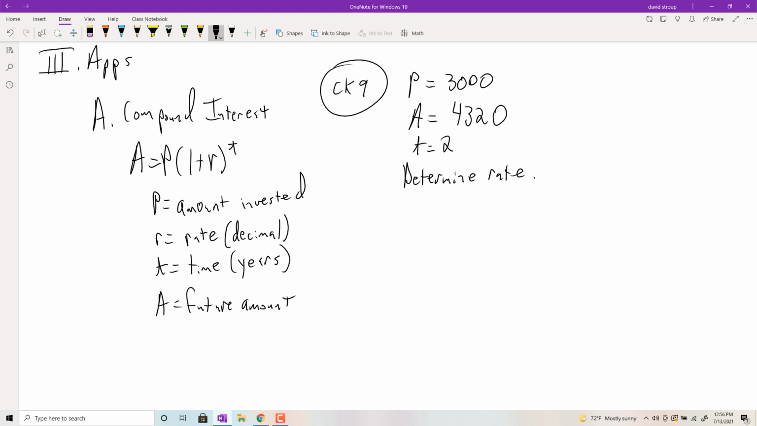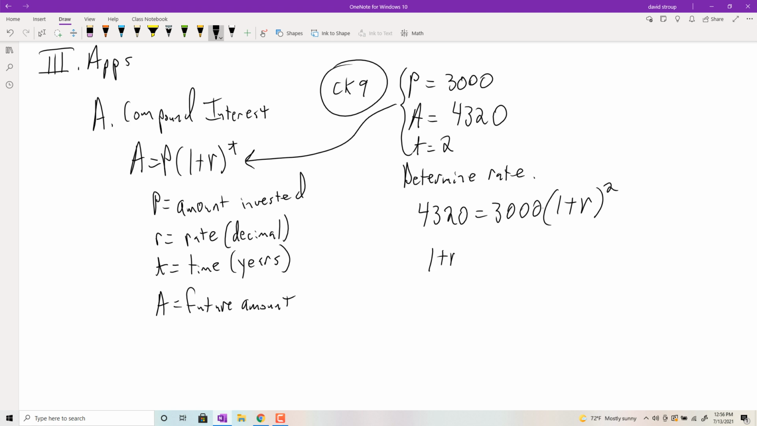Okay. So basically you just plug all of this stuff into this formula here and solve for R. So A is 4,320, P is 3,000, and then you have 1 plus R, which is unknown, raised to the second power. Okay. Because T is 2, we could solve this. So I'm just going to divide both sides by 3,000. I'm not going to simplify. And then use the square root property. Move the 1 over.